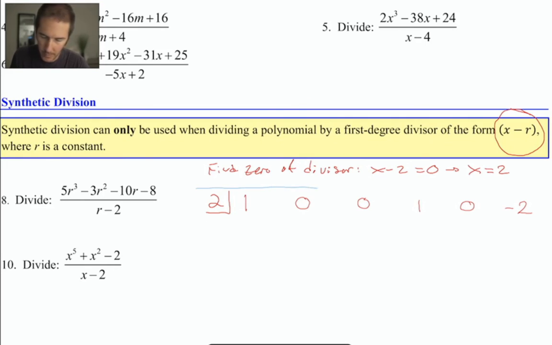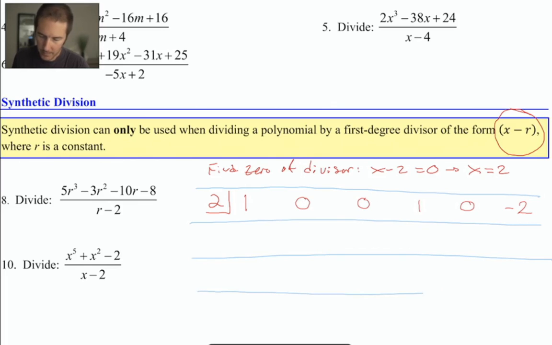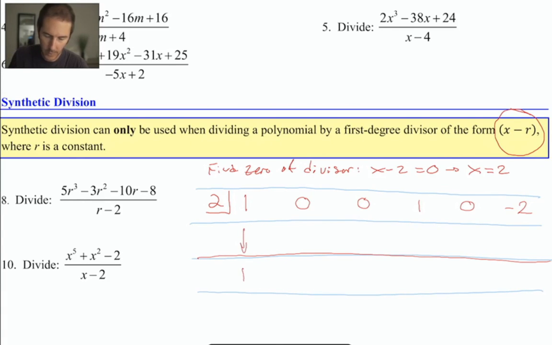Now if you're using lined paper, I'll have you skip a line and then draw a line and take this first digit, whatever it is, it happens to be a 1, and write it below the line. So this is the setup for the synthetic division process.